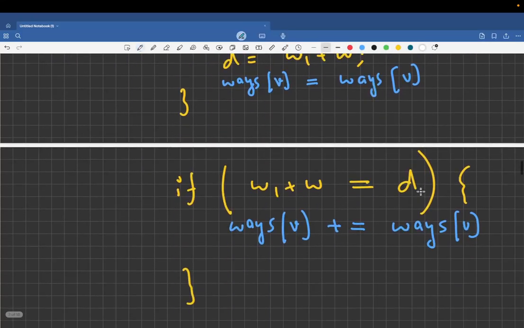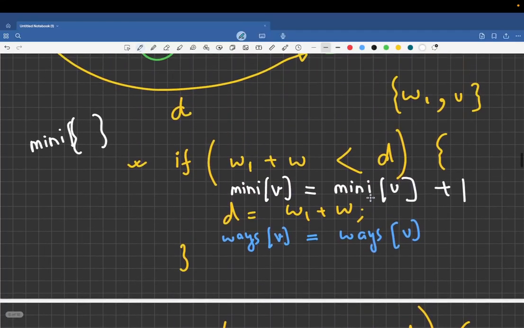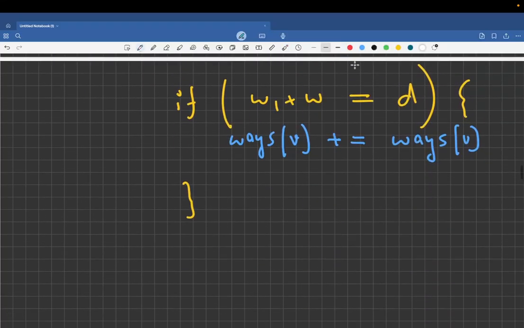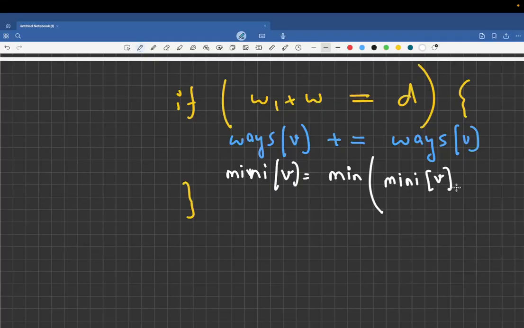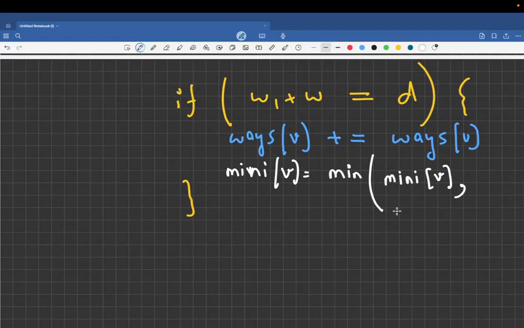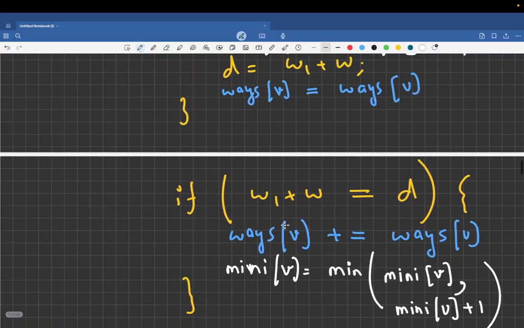And in this case, when W1 plus W is equal to D, I have two options for V. Either I am covering this path via U, or some other path which I already covered earlier. So in that case, the minimum value for V will be equal to the minimum of whatever is the current value, or the value when I am covering via this node U, so mini of U plus 1. I will take the minimum of these two and I will get the minimum for V.